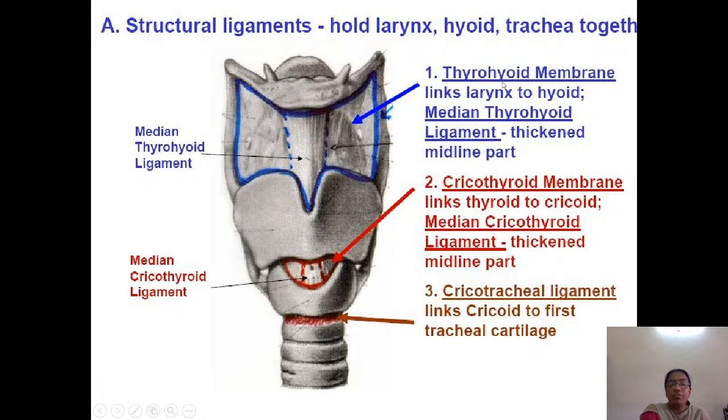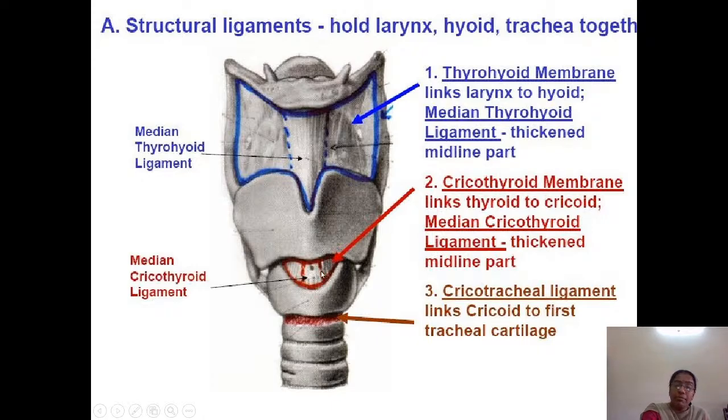So this is the thyrohyoid membrane. From the meaning itself you can get that it links the larynx to the hyoid bone. This is the hyoid bone, with the greater and lesser horns of the hyoid bone. The membrane you are seeing here is the thyrohyoid. It is extending from the thyroid cartilage to the hyoid bone. So this membrane is called the thyrohyoid membrane. You can see at the middle part it is thickened and forming a ligament which is called the median thyrohyoid ligament. So at the medial part, this thyrohyoid membrane is thickened to form a ligament which is called the median thyrohyoid ligament.